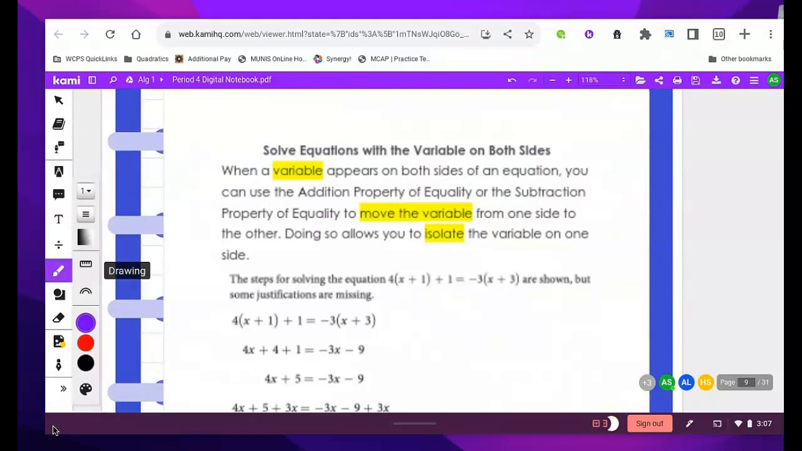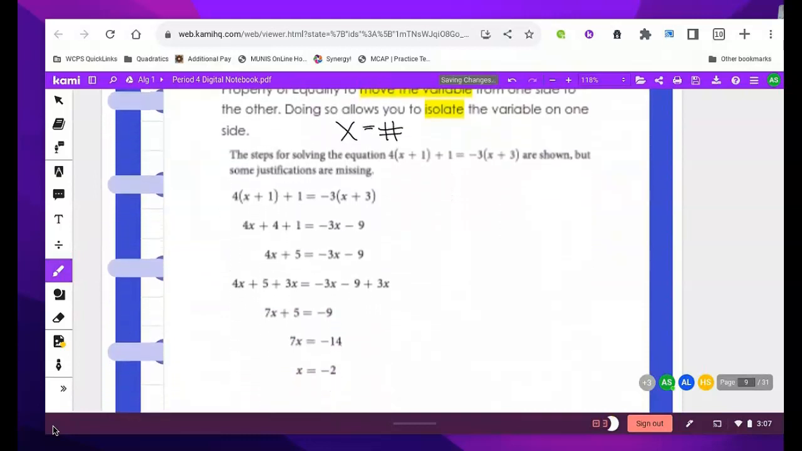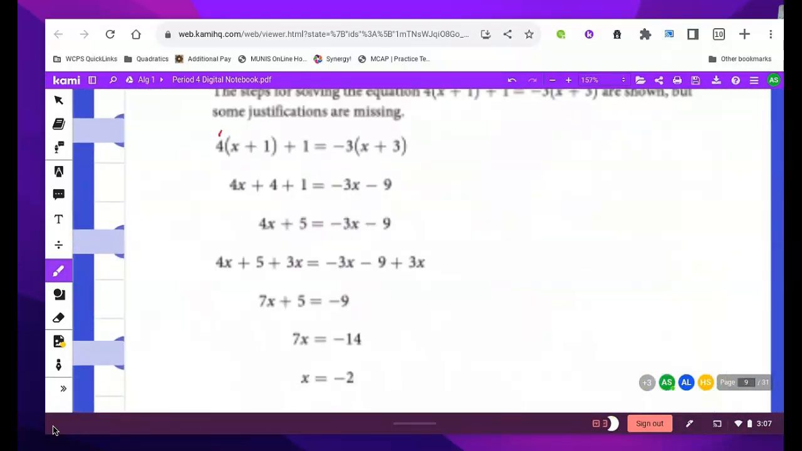Because remember, we're trying to find the solution when x is by itself. What is it equal to? It's always going to be equal to our solution. So we're going to look at the steps to solve 4 times (x plus 1) plus 1, and that's equal to negative 3x plus 3. Let's look at each step. First step, we need to do the distributive property. Every time we're given a number on the outside of the parentheses, we have to multiply it by everything on the inside of the parentheses.